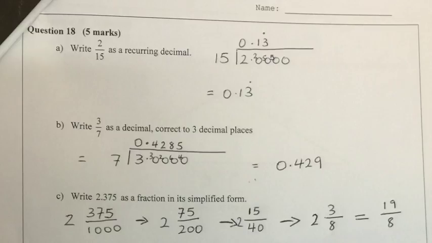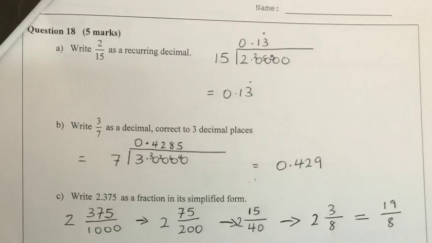Okay, again, both of them are going to be divisible by 5. So divide 15 by 5, I get 3, and divide 40 by 5 and I get 8. So that's leaving us with the mixed fraction of 2 and 3 over 8.